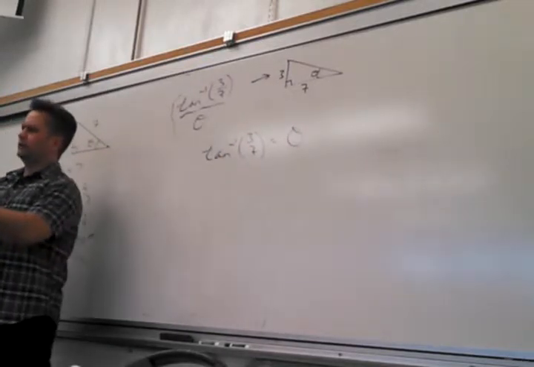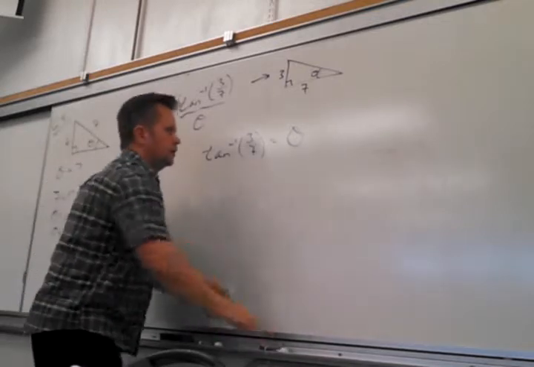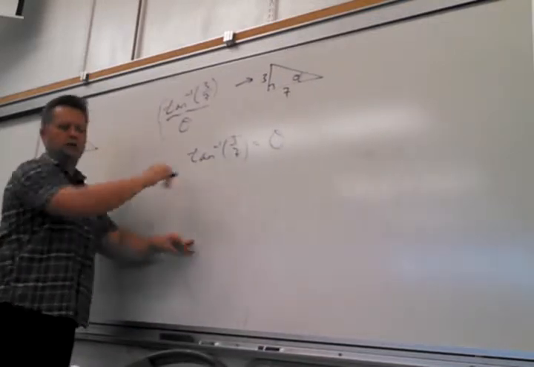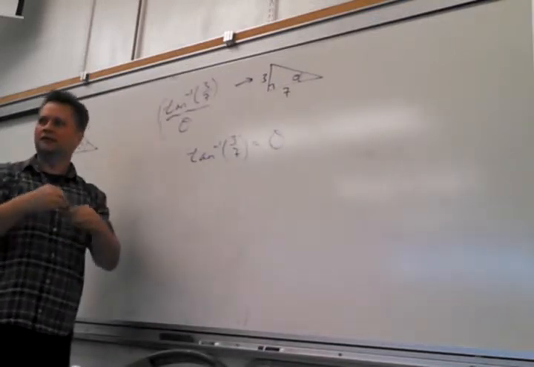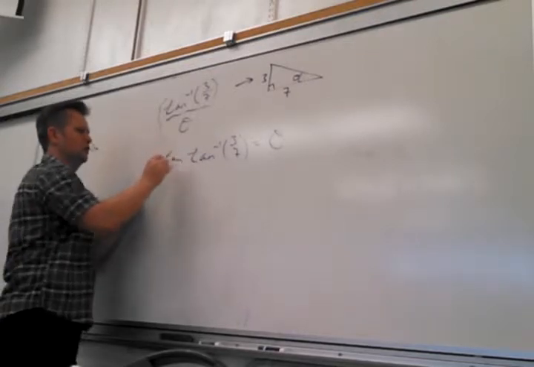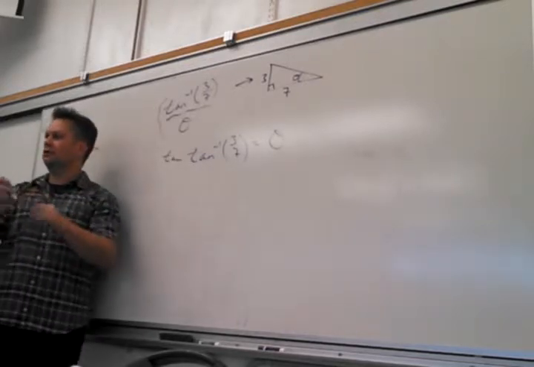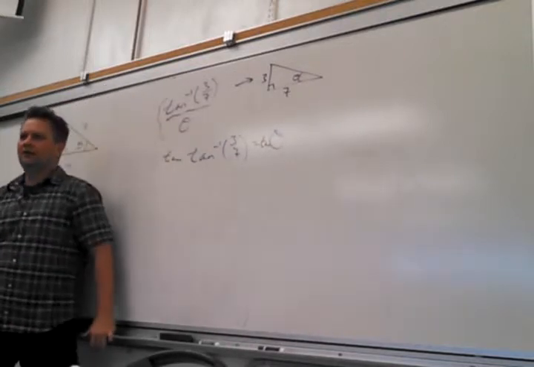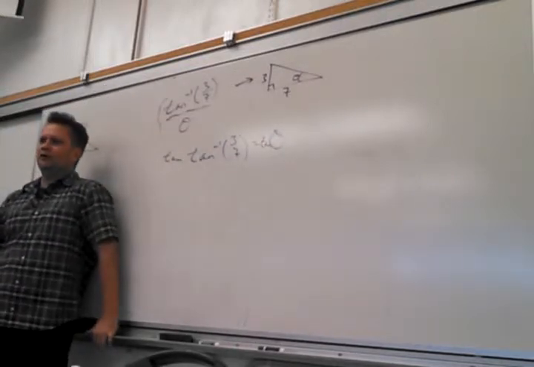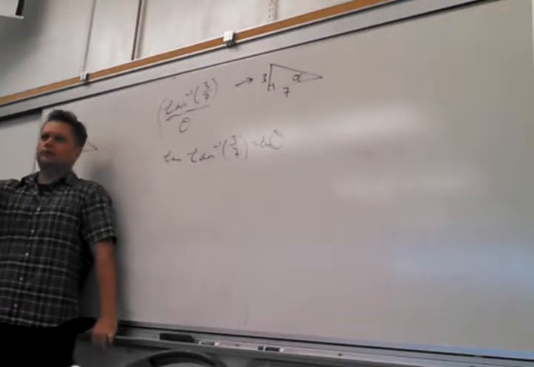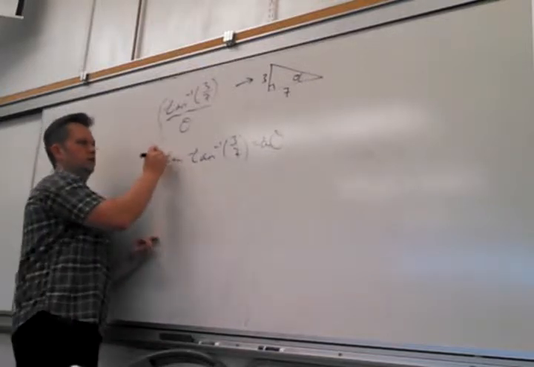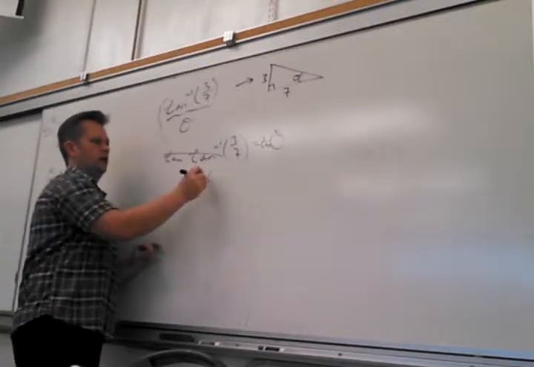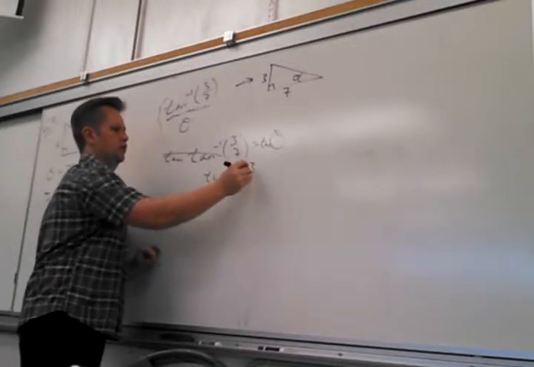I'm going to overanalyze this for a minute. How do I kill inverse tangent? Tangent, right? I was waiting to see if anyone said inverse tangent. So I get tangent theta is 3 over 7.